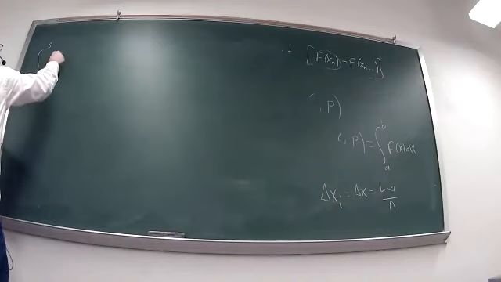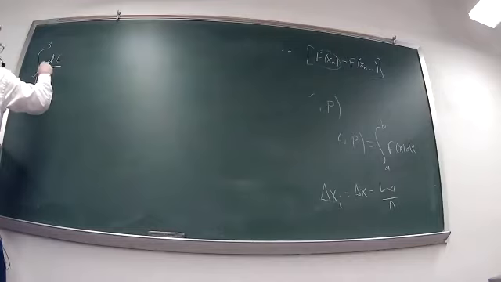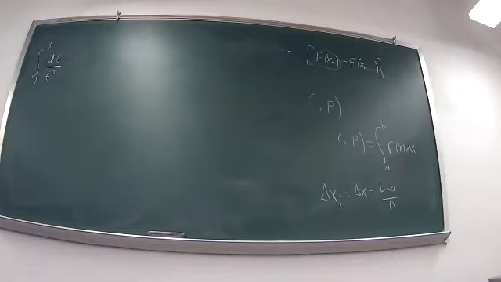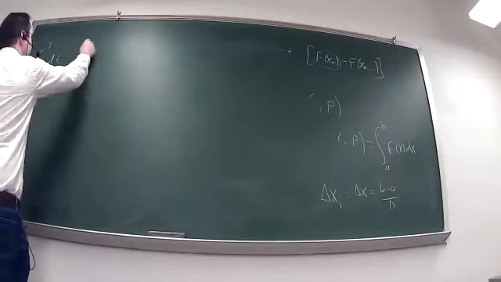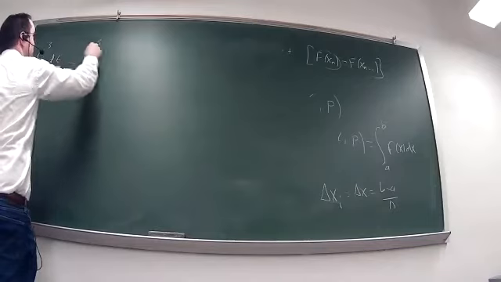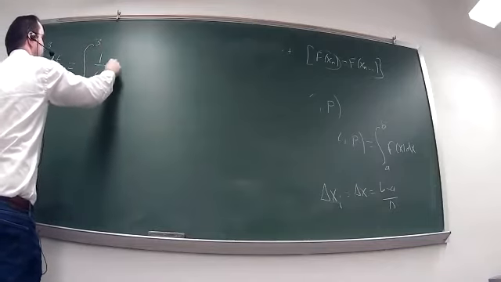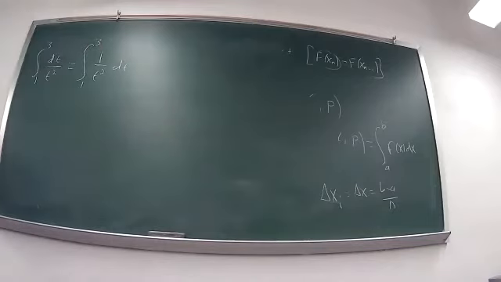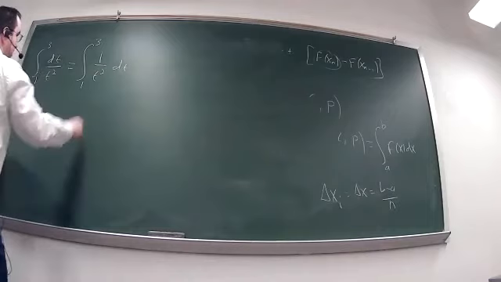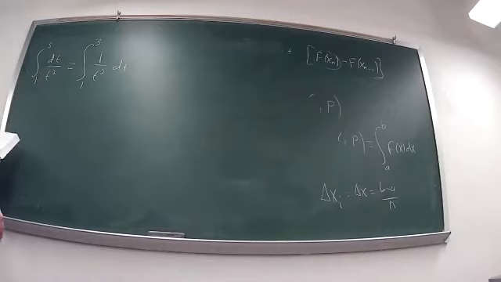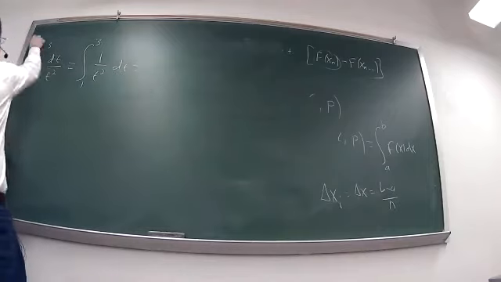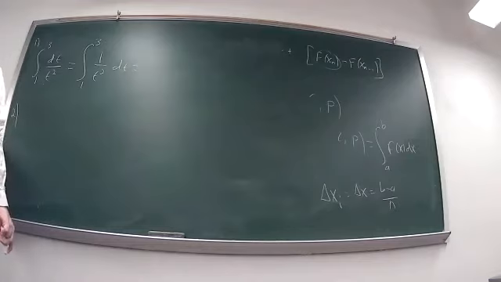And the book writes it like this. The book writes dt over t squared. Don't be like the book. That's bad notation. Don't do that. Write like this: 1 over t squared dt. But if you see someone write like that, this is what they mean. So yeah, do that.